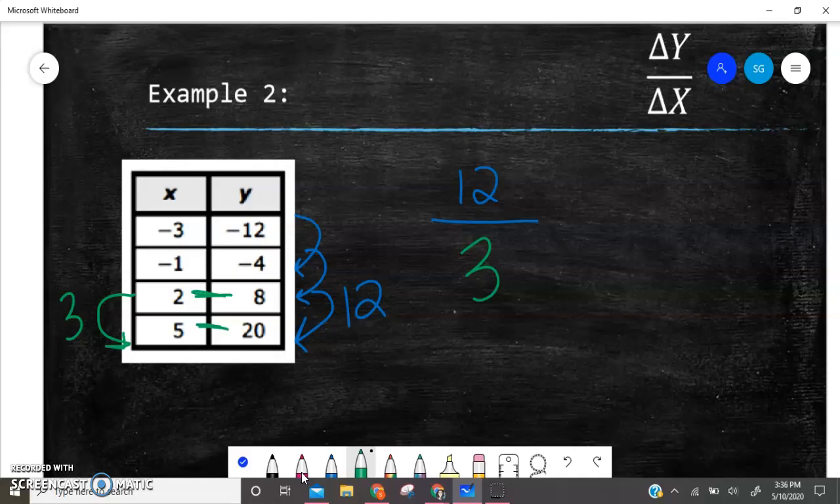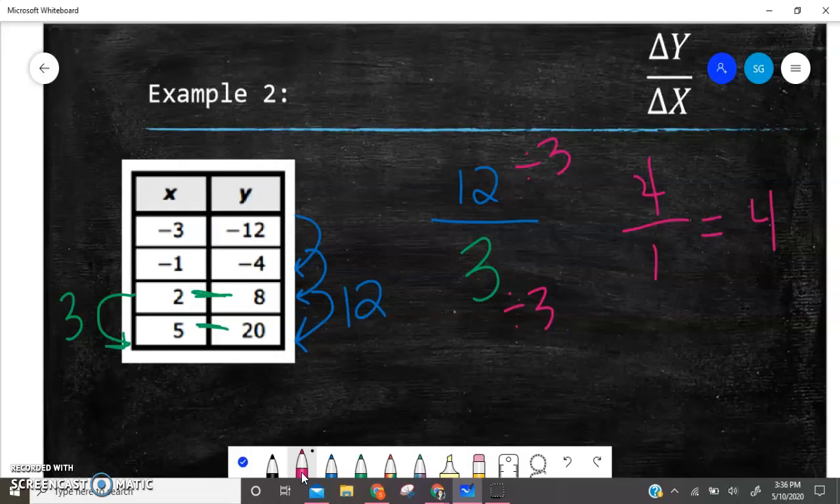However, I need to ask myself, can I simplify this? Can we simplify this? Of course we can. We can divide both of these by 3. So let's simplify by 3. 12 divided by 3 gives us 4, and 3 divided by 3 gives us 1, which means I could leave this as a ratio of 4 over 1, or this also means my slope is 4.